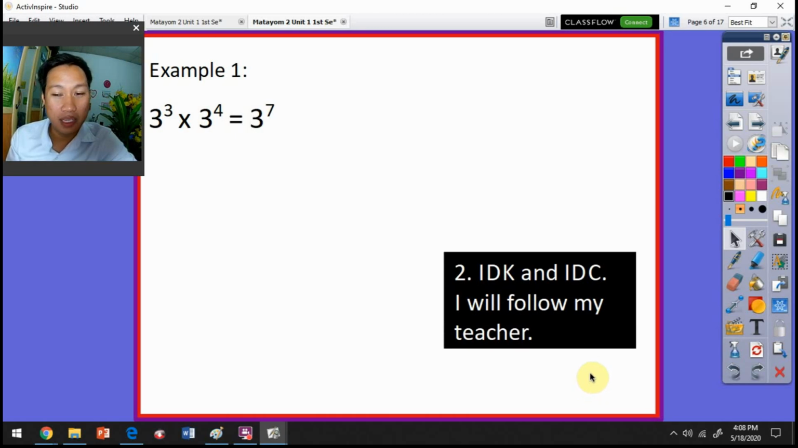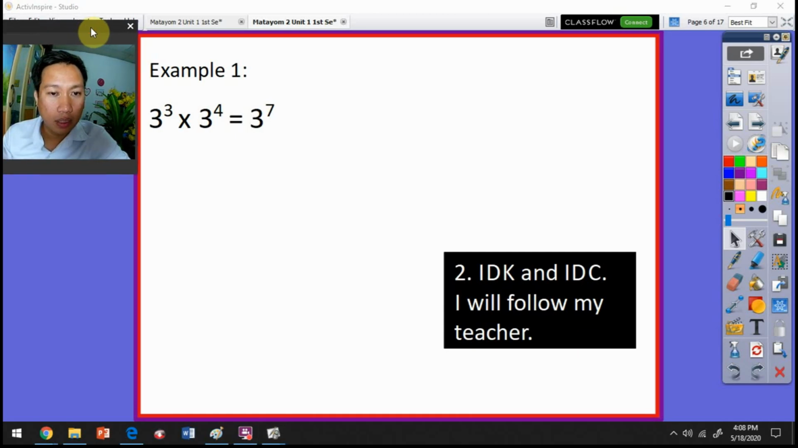I will follow my teacher. Teacher David says do this, you have to do this. IDK means I don't know, and IDC is I don't care. They just follow the teacher, which is bad because learning should have a reason. That's what we need to develop in our class, especially with mathematics.